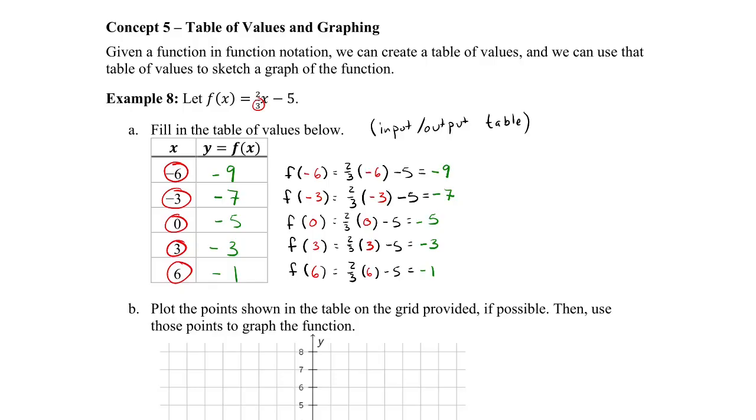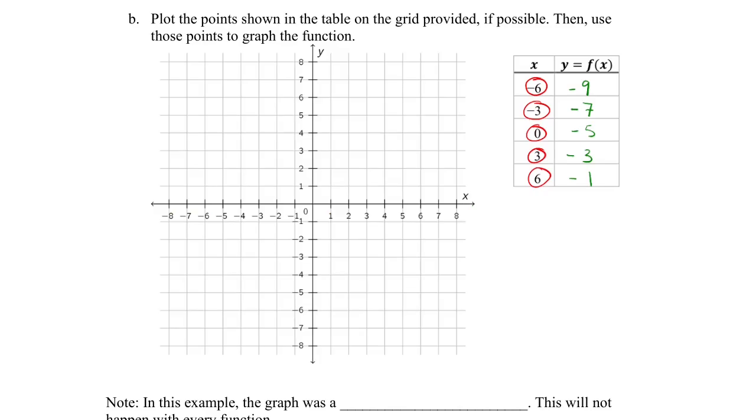And now we can take our table of values, or input-output table, and translate that into a graph. I just put a copy of the table down next to the axes so we can have them on screen at the same time. -6, -9, that's below the bottom of my graph, so I'm not going to draw that. Then I have -3, -7. So that's the -3 on the x-axis, the -7 on the y-axis. This point here is -3, -7.